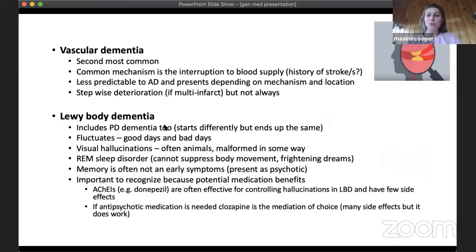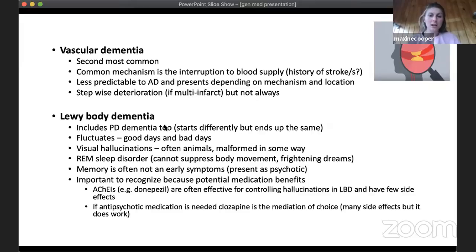So some more interesting causes. Vascular dementia is the second most common cause, and the mechanism behind this dementia is an interruption to blood supply. So it's usually an atherosclerotic plaque or a narrowing or a mini stroke of some sort causing ischemia to different parts of your brain. And because of that, you can sometimes get this stepwise deterioration, where it's a sudden drop and then it's okay, and another sudden drop and it's okay. That's because it's multi-infarct. It's a lot less predictable than Alzheimer's disease, because it depends on where the damage is happening, or the location.